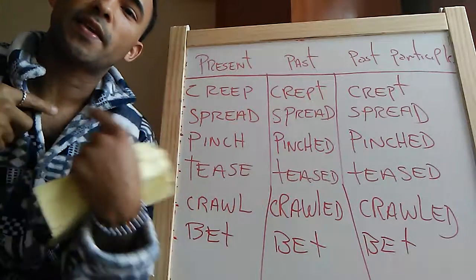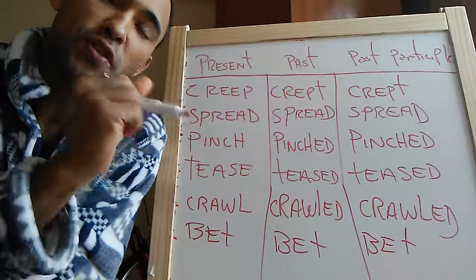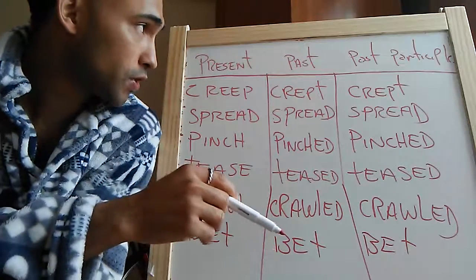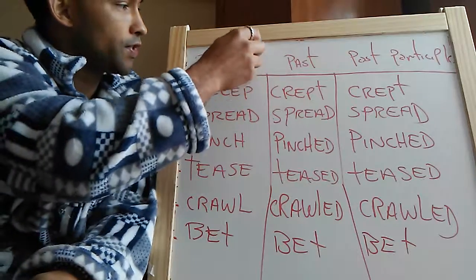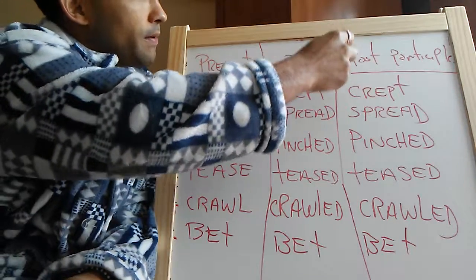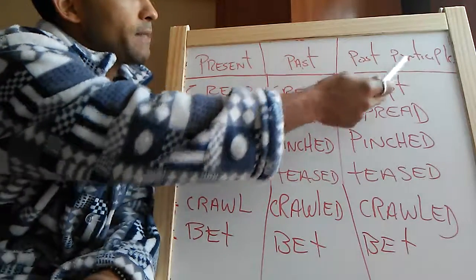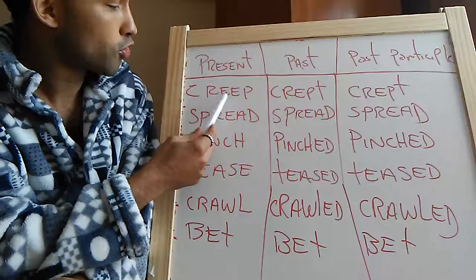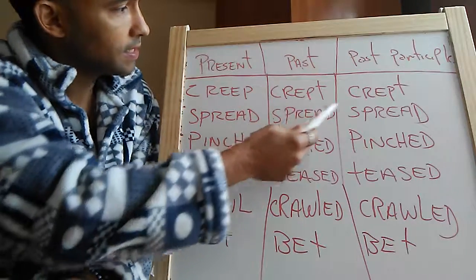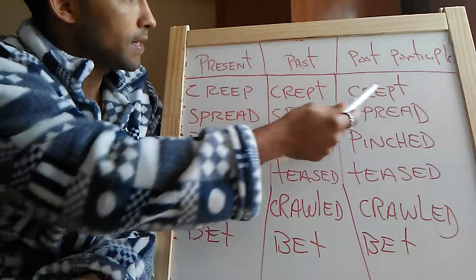This is Danny speaking, and today I'm going to teach you some important verbs in English that you need to know. The first thing you're going to learn is the present, past, and past participle, alright? Present, past, and past participle. Okay, creep, crept, crept.